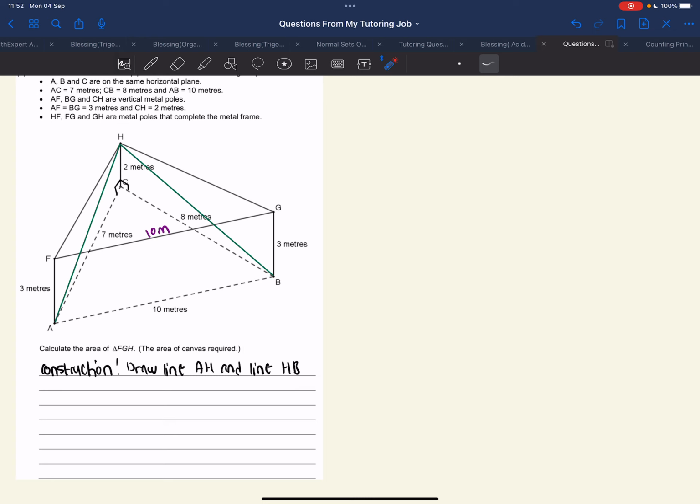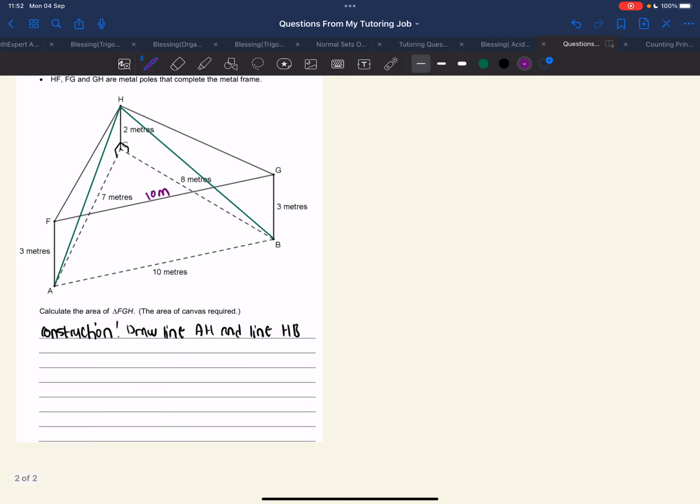And then now to actually do that we're going to work in those triangles. So I'm going to say in triangle AHC, find the length of AH. I'm going to say AH squared equals AC squared plus HC squared. Then it's the theorem of Pythagoras.